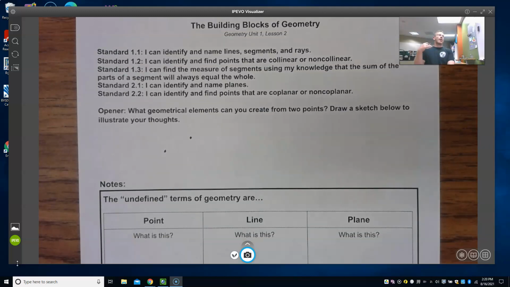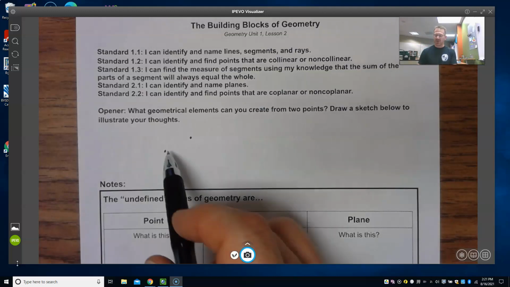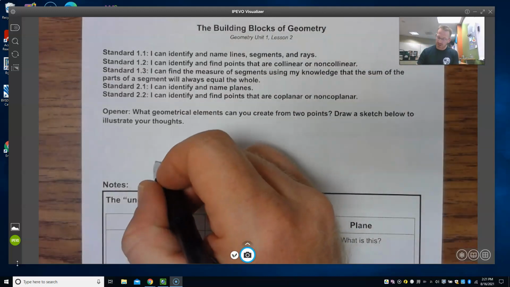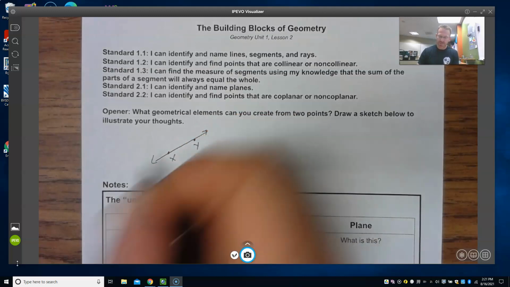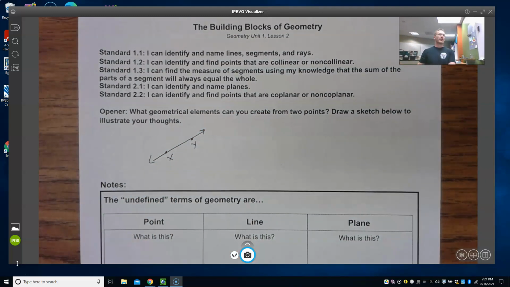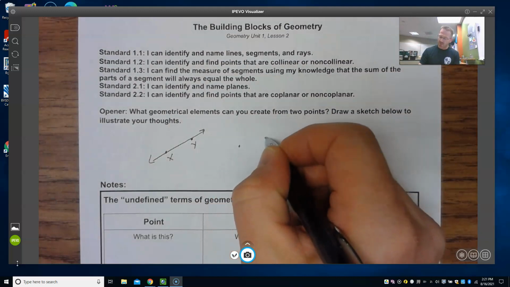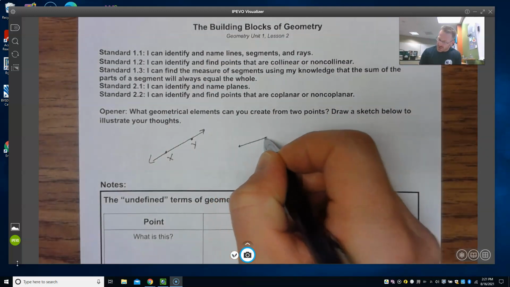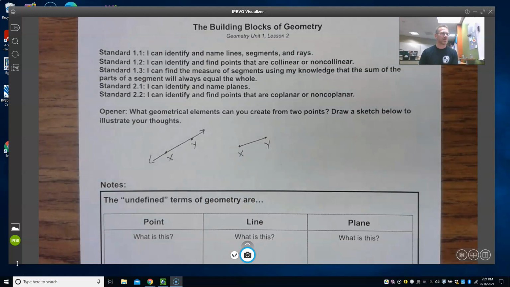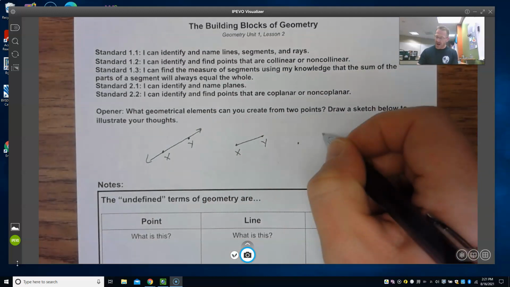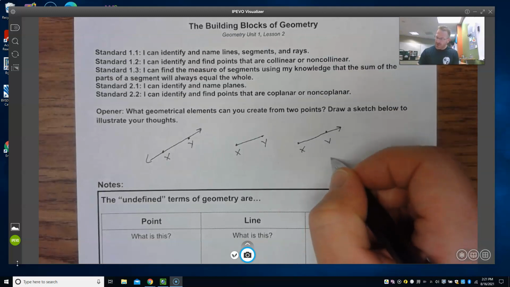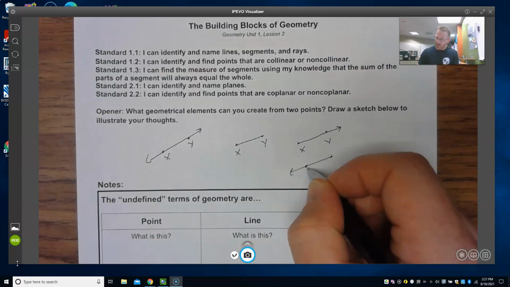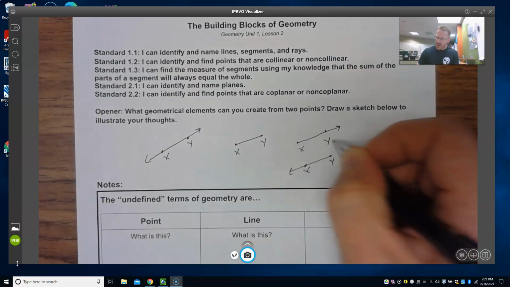All right, so hopefully what some of you said was that if I have 2 points, I could draw a line through those 2 points. I'm just going to call these 2 points X and Y. So I can draw a line through those 2 points. Maybe some of you said, if I have 2 points, I can just draw a line segment. Maybe some of you said I can draw a ray, and maybe your ray went this way, and maybe for some of you, your ray went that way.